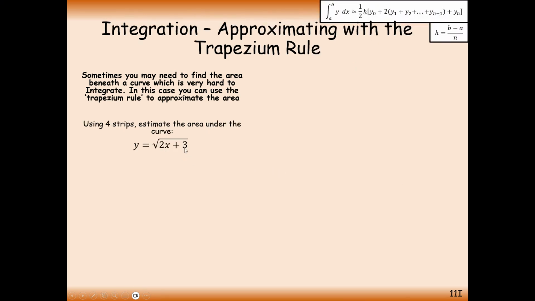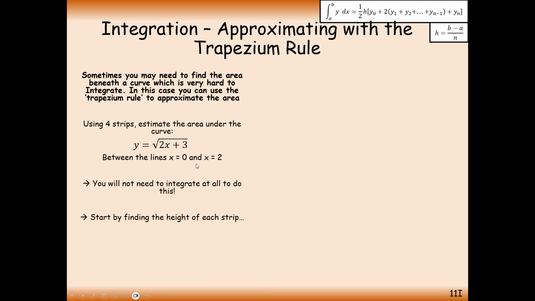We have a function, square root of 2x plus 3, which needs to be estimated by the trapezium rule. The question will usually tell you how many strips to use. So that's the number of trapeziums, in this case 4. We've been asked to use upper bound for x to be 2 and lower bound for x to be 0.